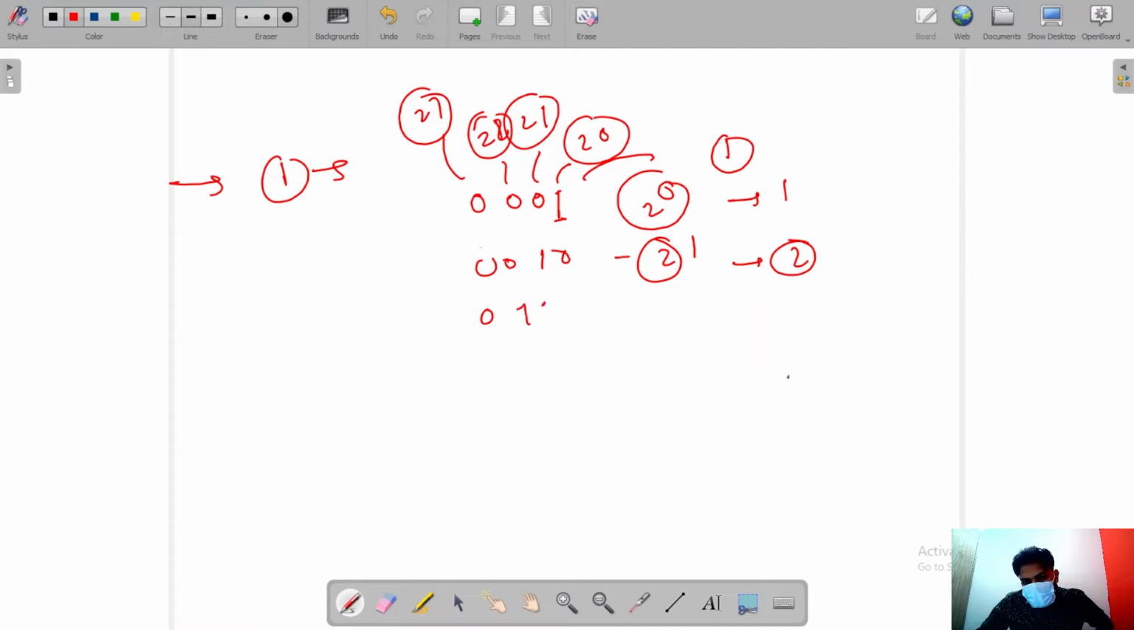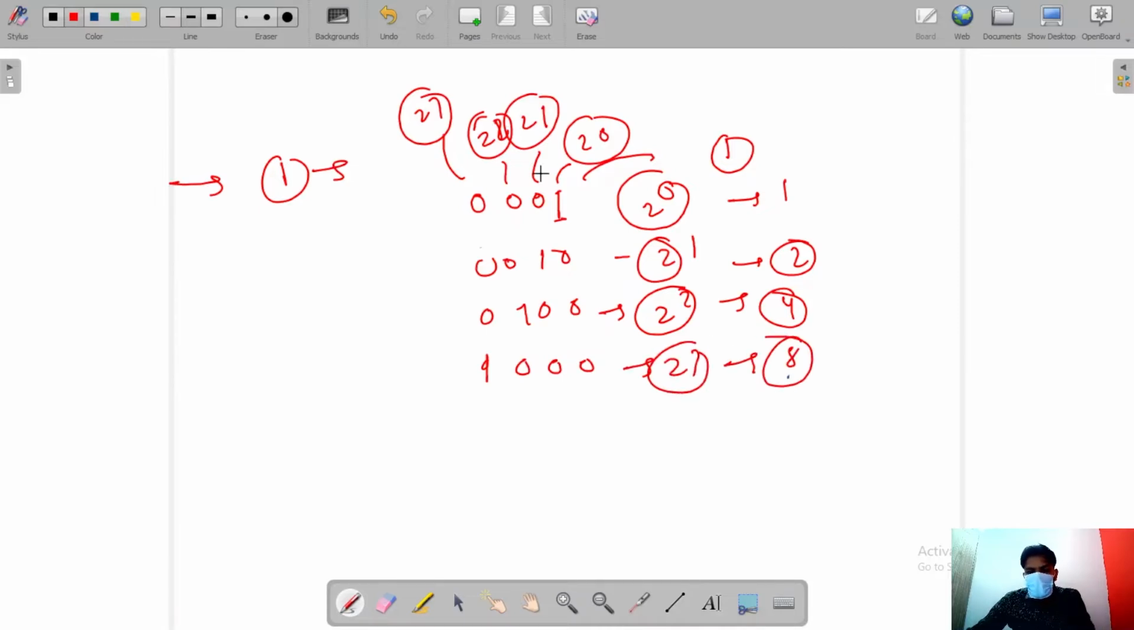If this 1 is on at this position, then it represents 2 to the power 2, which equals 4. And if the 1 is on at this position, it represents 2 to the power 3, and this is 8. So this is how the values are represented. This is 2 to the power 0, this is 2 to the power 1, this is 2 to the power 2, this is 2 to the power 3. When the 1 is on at the first position, the value is 2 to the power 0, which is equal to 1. When it is on at the next position, it represents 2 to the power 1, which is 2.